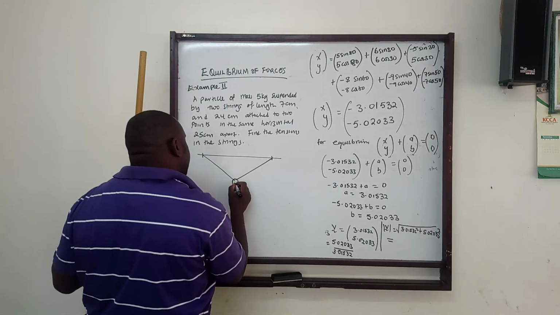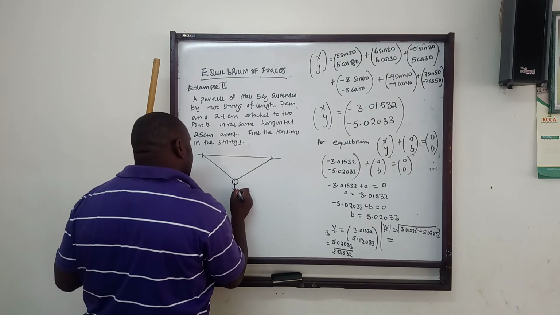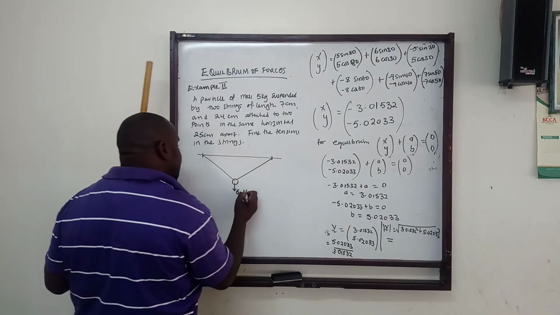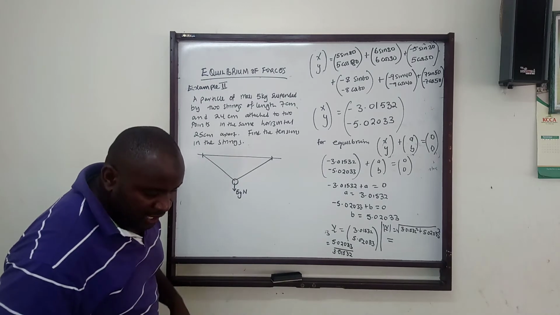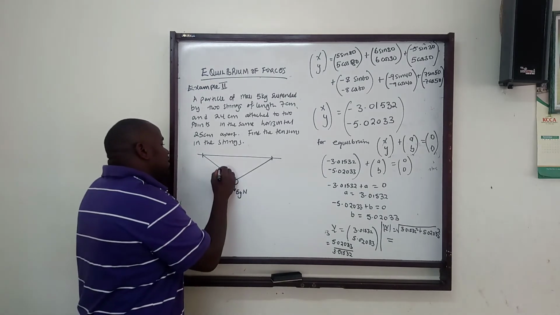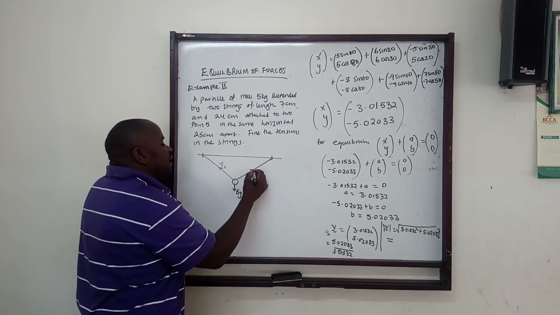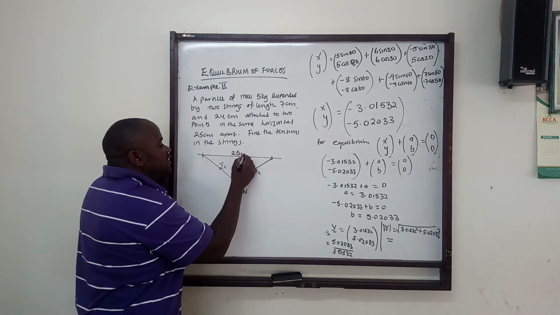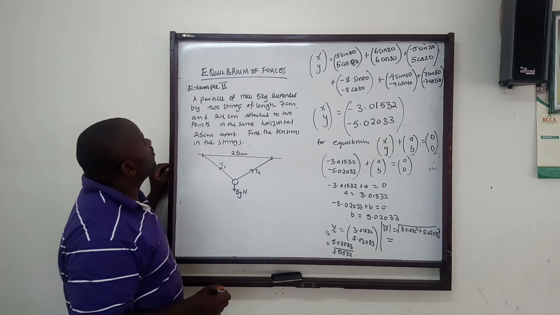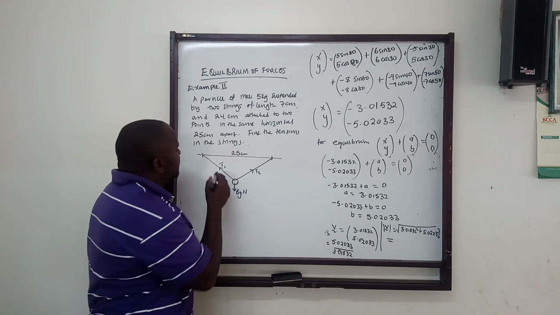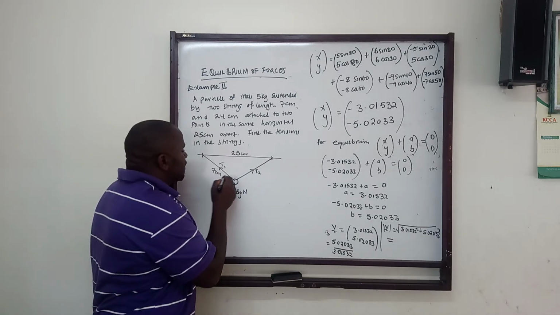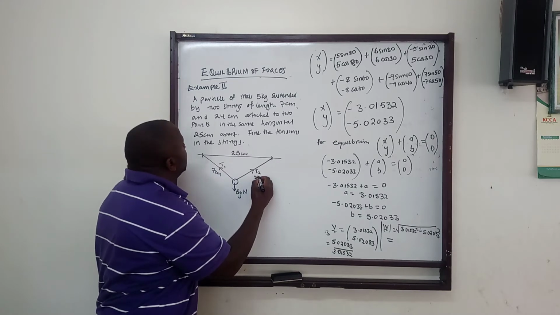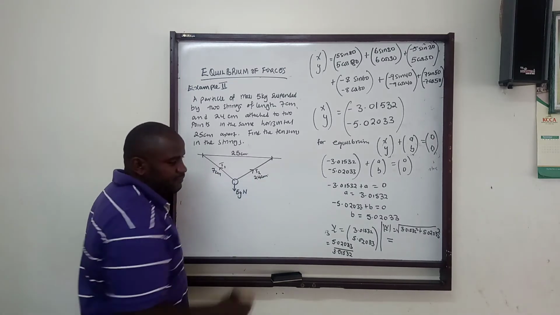We have a particle placed here, and this particle has 5 kilograms. And we have tension, we can have this as tension T1. We have here tension T2. The distance between them is 25 centimeters. One of the strings is of length 7 centimeters, and the other is of 24 centimeters.